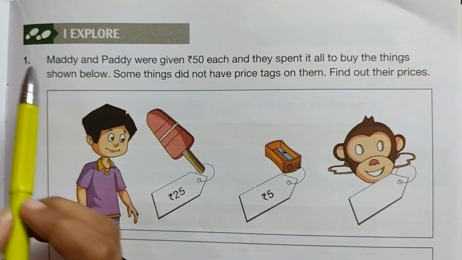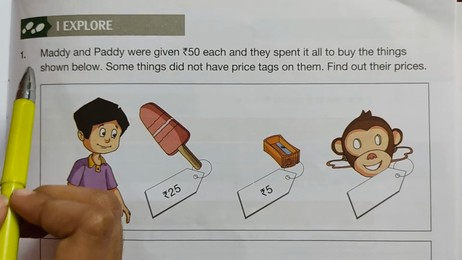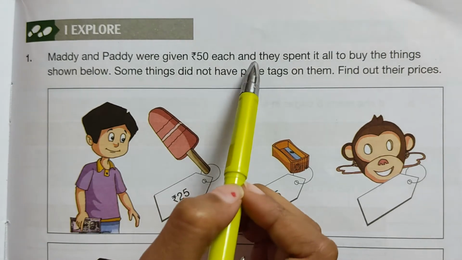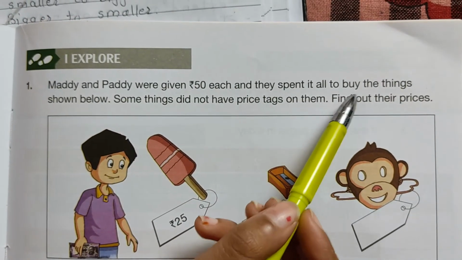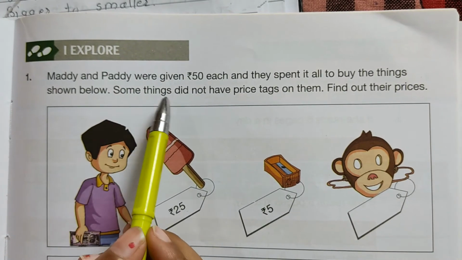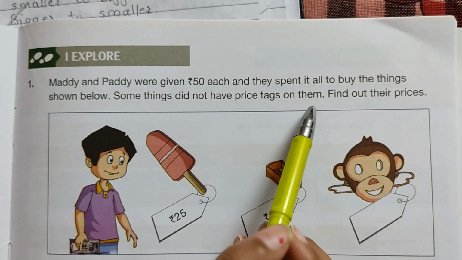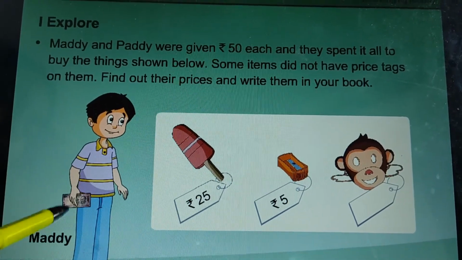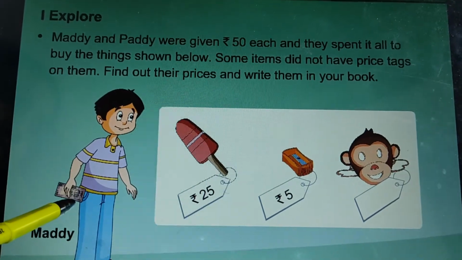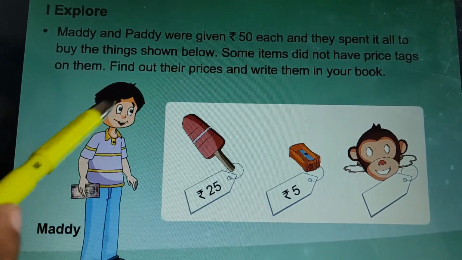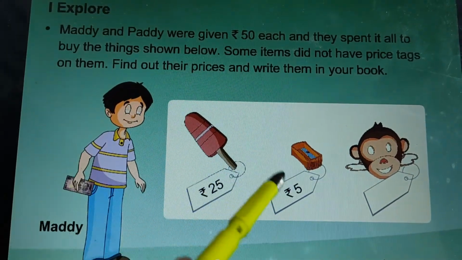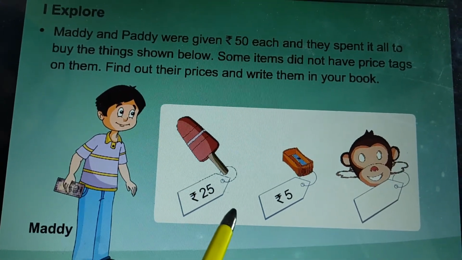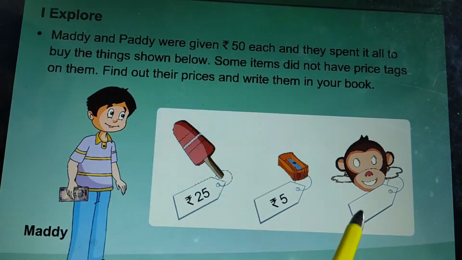Let's see page number 105. The question is, Maddie and Paddy were given rupees 50 each and they spent it all to buy the things shown below. Some things did not have price tags on them. Find out their prices. Children, Maddie has rupees 50. Add 25 and 5. The answer is rupees 30. Then subtract rupees 30 from 50. Then you will get the price of the third thing.